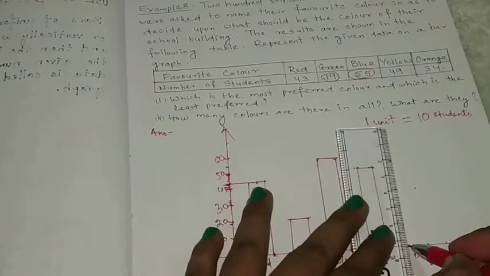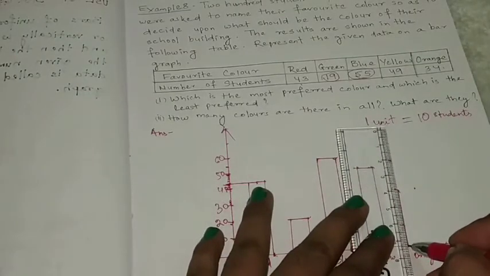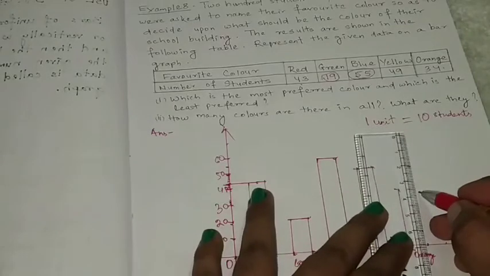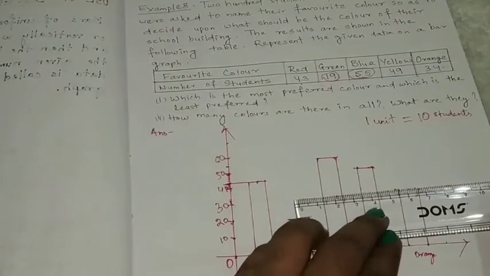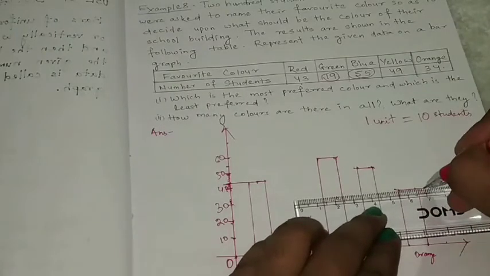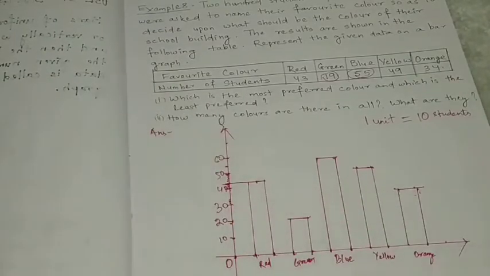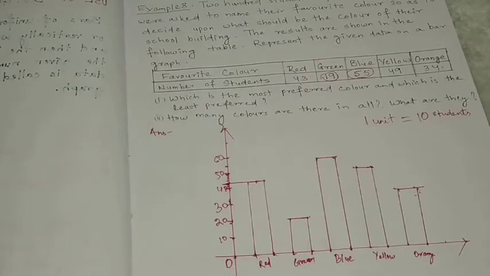So that you can make the bar for orange. So this will be the bar for orange. Look, 34 people. This is representing the number of students liking the colors red, green, blue, yellow and orange.